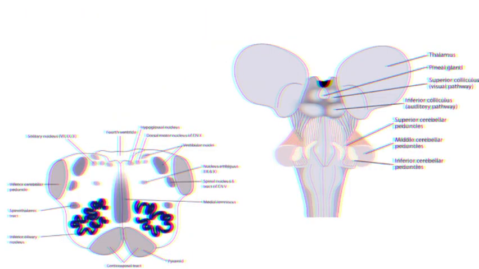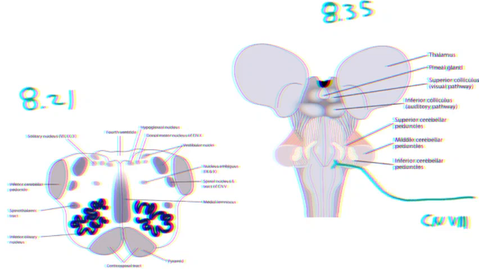On the right is figure 8.35 from your text, and it shows a posterior view of the brainstem. On the left is figure 8.21 showing a cross-section of the medulla, which was discussed in section 3 of this chapter. So the cranial nerve 8 fibers will travel into the pons to the nucleus. Then the nucleus will send up fibers through the lateral lemniscus.